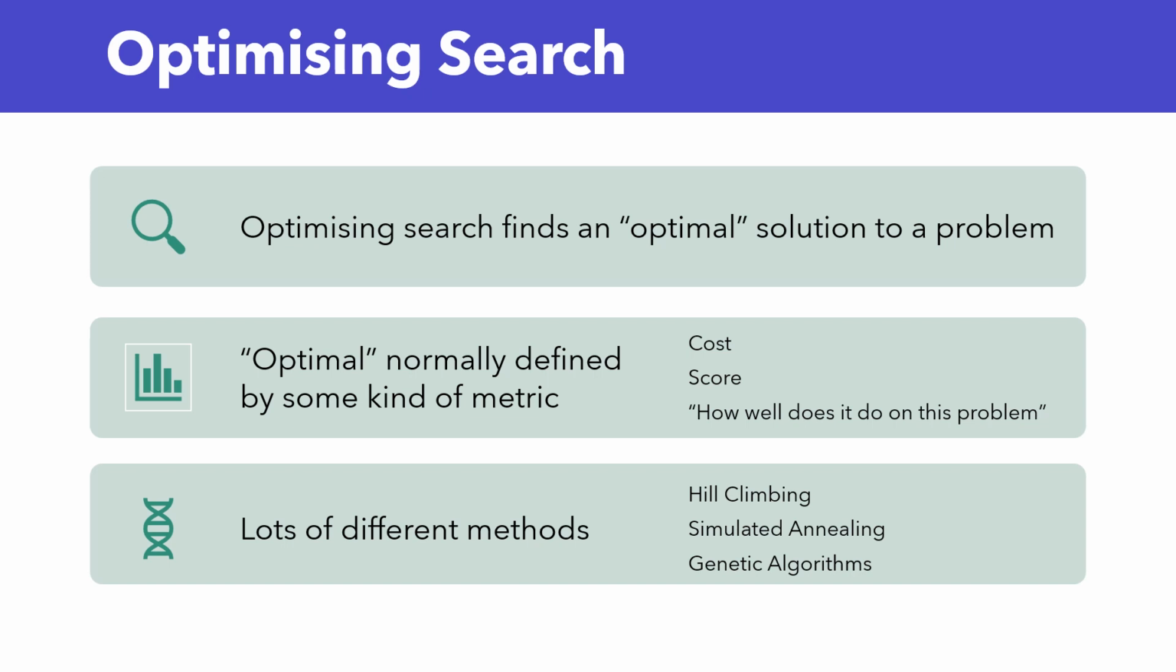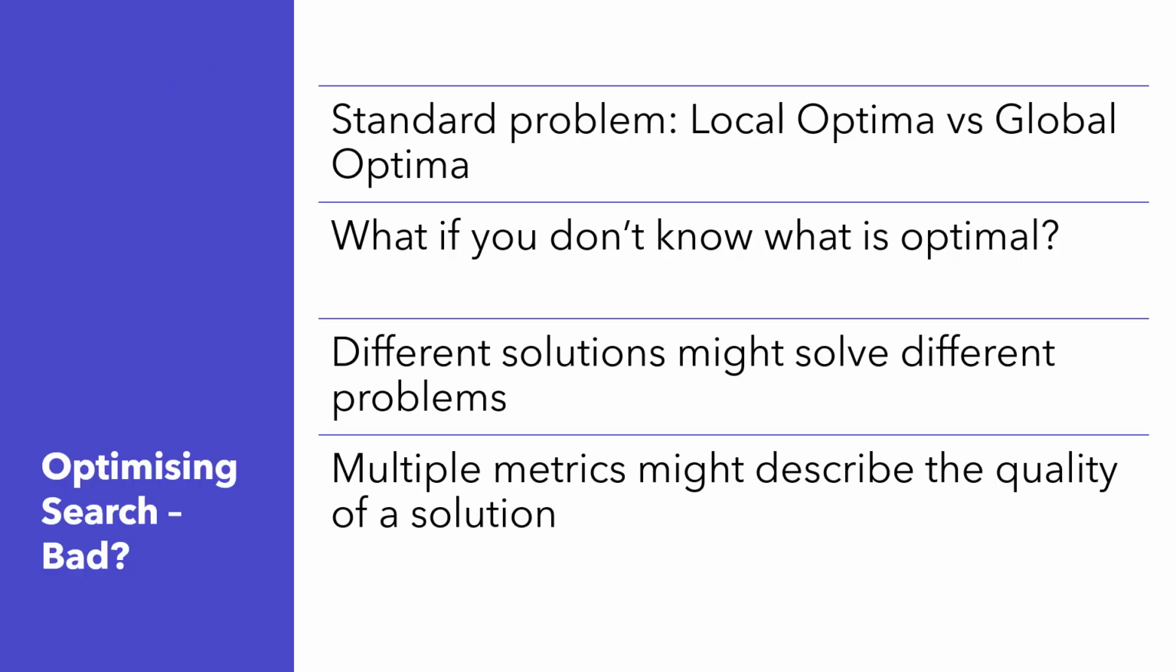Optimizing search is a well-studied problem with lots of different methods available as generic solutions, such as hill climbing, simulated annealing, or genetic algorithms. However, optimizing search comes with some inherent problems that make it difficult to use in some situations. One of the most studied is local versus global optima. An example of this is if you're using hill climbing, there's no guarantee that the hill the algorithm climbed is the tallest hill in the entire landscape of the problem.